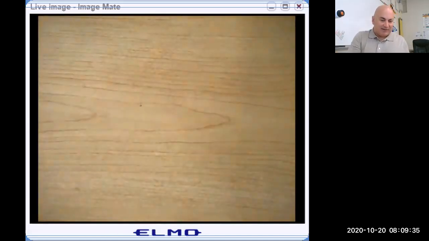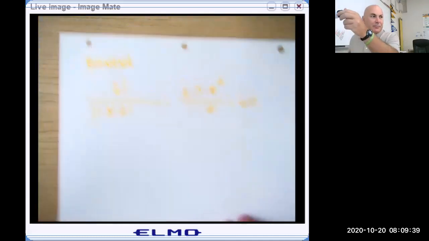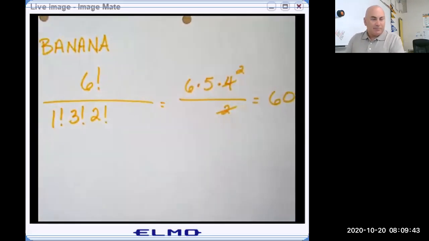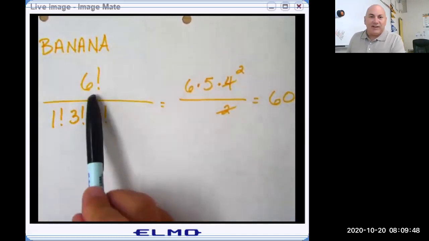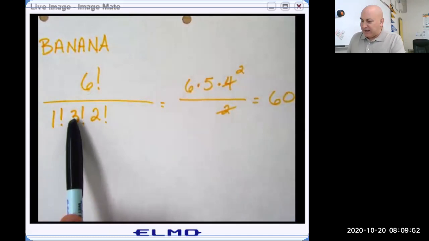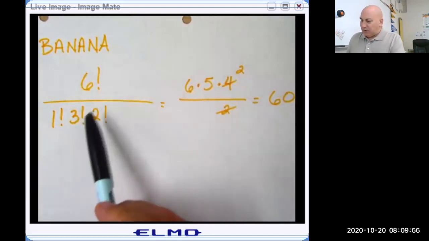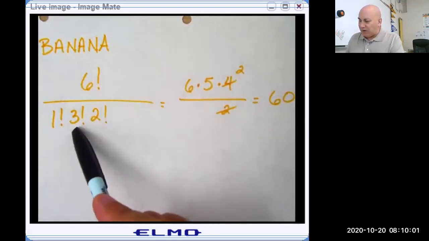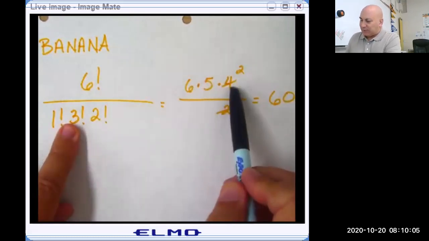Well, that being the case, now we have banana. We have 1, 2, 3, 4, 5, 6 letters in banana: 1 B, 3 A's, 2 N's. So 6 times 5 times 4 times 3 factorial. So that cancels. So that's just 6 times 5 times 4.